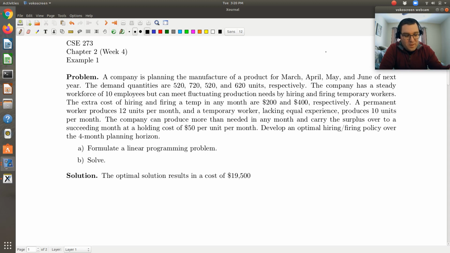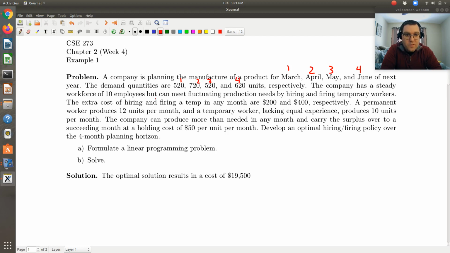Alright, so the key is going to be to take this step by step. Okay, so the first thing I'm going to do is label my months, so rather than keeping track of them, let March be month 1, April 2, then 3 and 4. Okay, so we're producing product over this 4-month period. We're given our demand, and we'll take this as how many units need to be delivered in month 1, 2, 3, and 4.